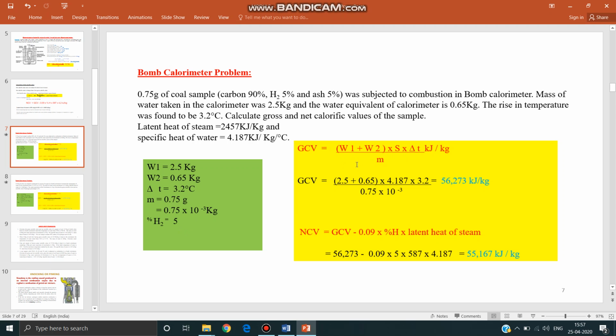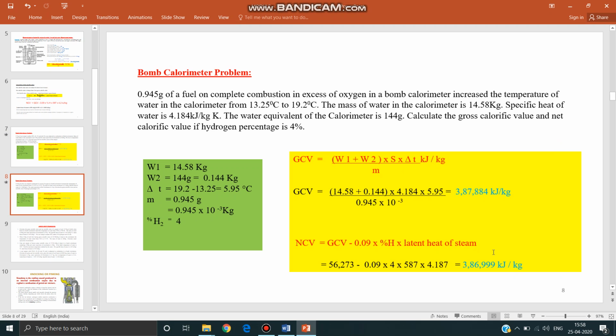Now substitute all the data in the formula, that is GCV. Always you have to write the formula first, then give the substitution. So you'll get GCV. NCV will be calculated from GCV, that is GCV minus 0.09 into percentage of hydrogen into latent heat of steam. Latent heat of steam is given, or else you can multiply it like this. Latent heat of steam in SI unit is 2457. So you'll get this value.